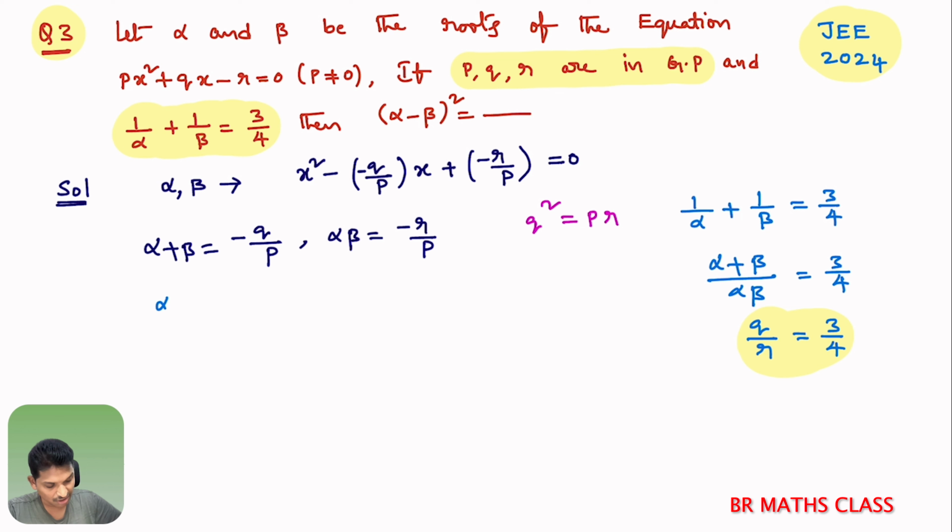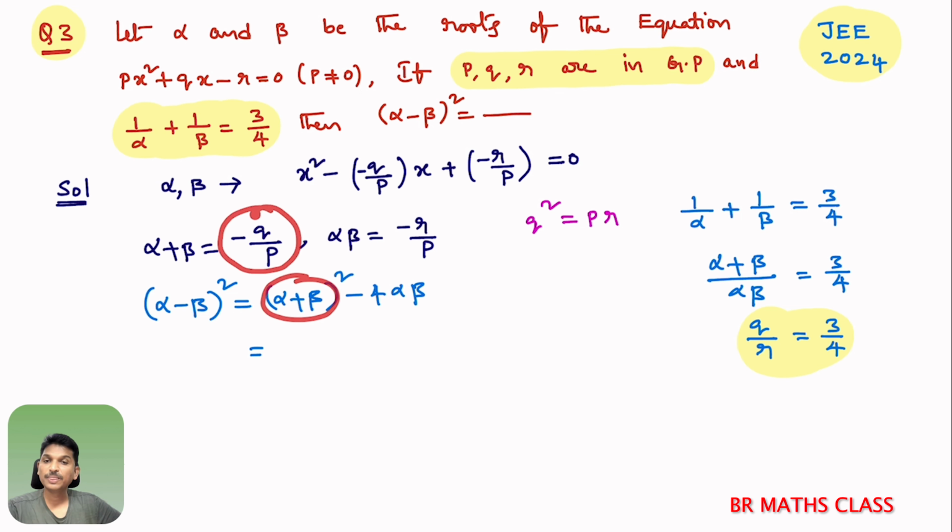I know this formula from identities. Alpha minus beta whole square can be written as alpha plus beta whole square minus 4 alpha beta. Good. Alpha plus beta, we already have here. Here alpha plus beta whole square is there. Now what will this become?